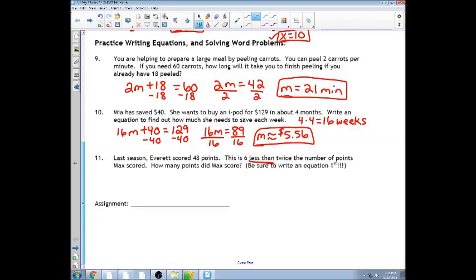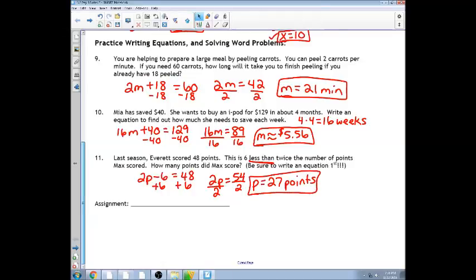Well, the first thing I'm going to do is work with this 6 less than twice the number of points. How can I write twice the number of points? Well, it would be 2p. We know it is 6 less than that. So it would be 2p minus 6 would equal what? Well, it was talking about Everett's points are 6 less than twice the number of points that Max scored. So 48 is what it would equal. I'm going to add 6. That would give me 2p is equal to 54. Divide by 2, divide by 2, and p would equal 27 points is how many points Max scored.